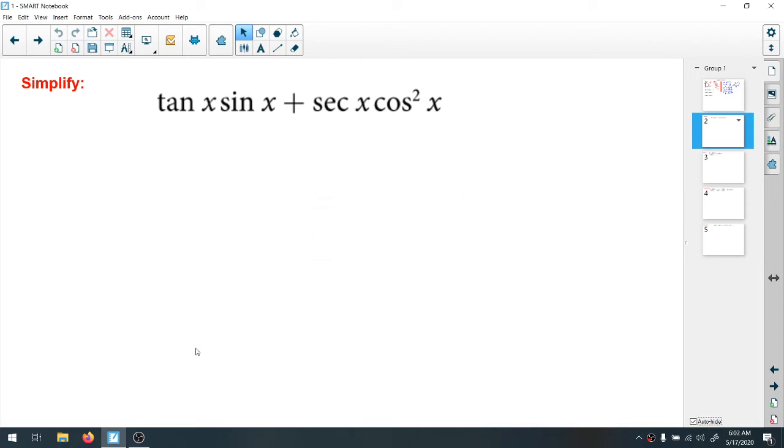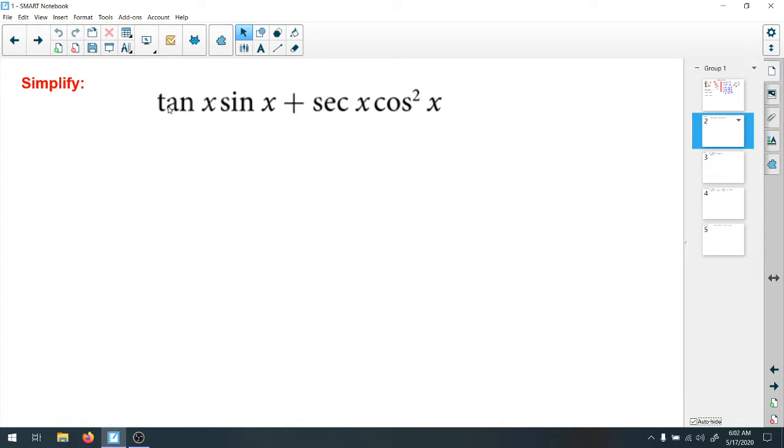All right, using trigonometric identities to simplify or solve equations. Here we have tangent x sine x plus secant x cosine square x. We're going to learn a strategy for how to simplify this expression. Here you see tangent and sine. Do you see any relationship between tangent and sine?